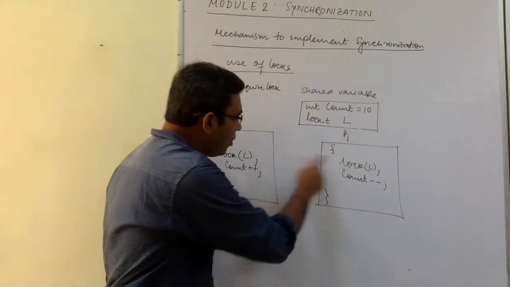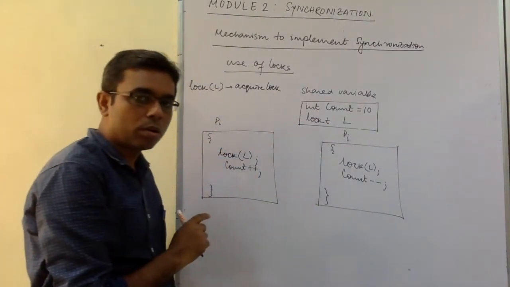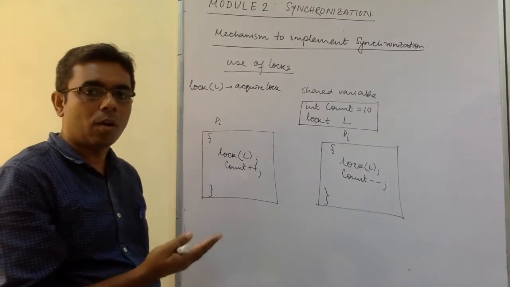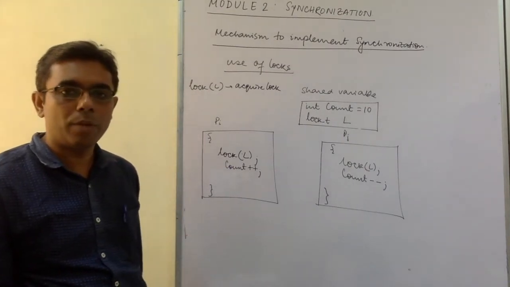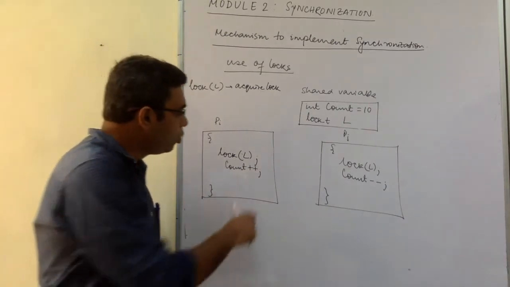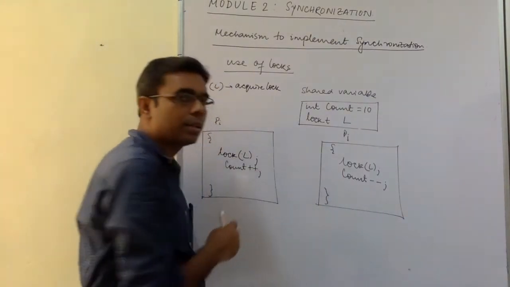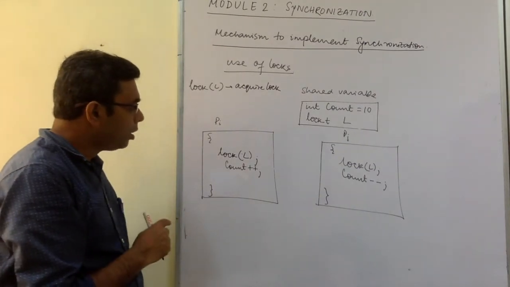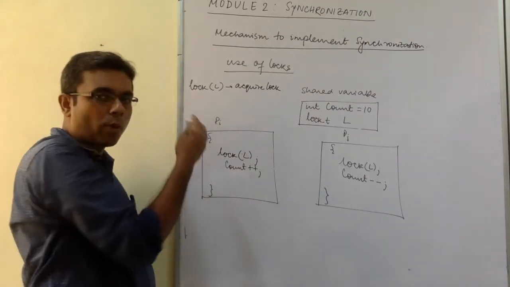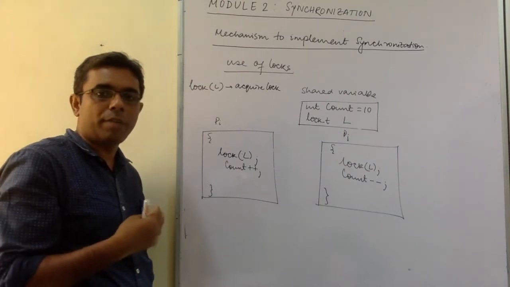Because only one of them will be able to acquire the lock, this automatically will allow mutual exclusion, because only that process who has the lock will be able to enter the critical section. So you will be protecting or guarding this critical section. But once a particular process acquires a lock, it does not mean that the lock remains with it forever.